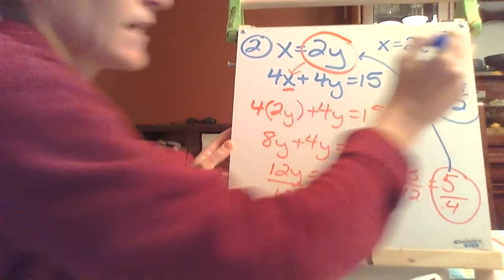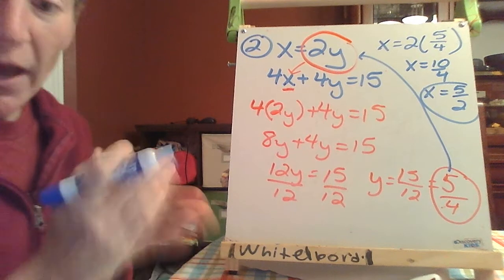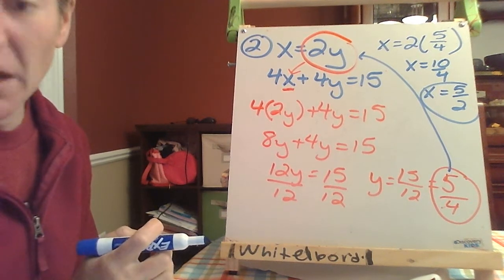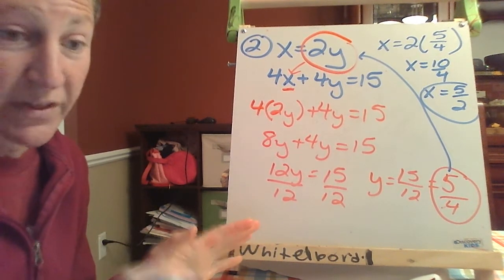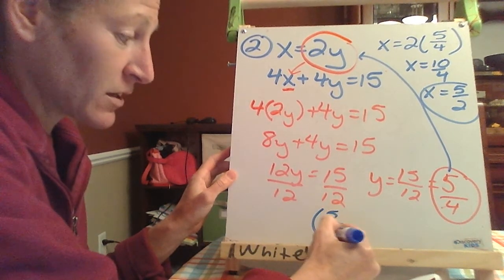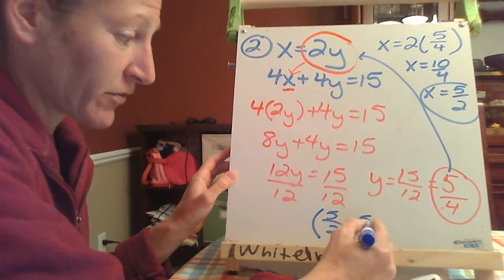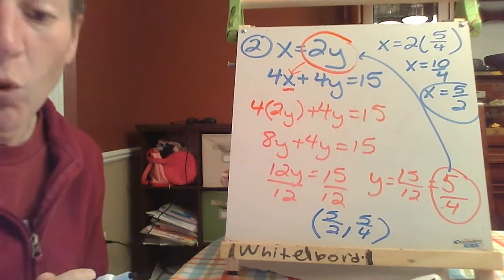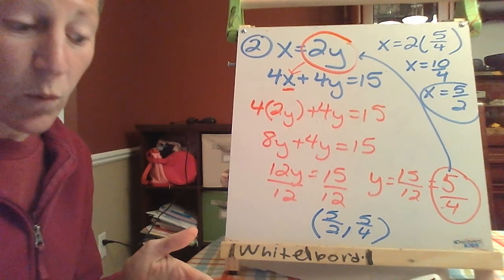Now, that's not the end of it. You have to write it as an ordered pair. Again, you can write it as a decimal, that's okay. But your answer is 5/2 for x, comma, 5/4 for y. It's an ordered pair, an x value and a y value.